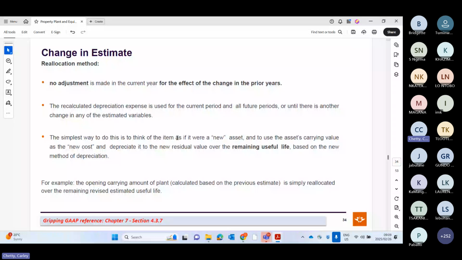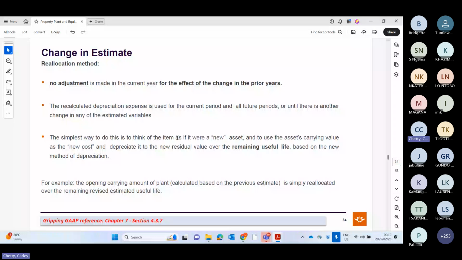For example, the opening carrying amount of plant calculated based on the previous estimate is simply going to be reallocated over the remaining revised estimated useful life. Okay, so it sounds confusing, but I think the best way is to do an example. So we have an example here from the textbook.